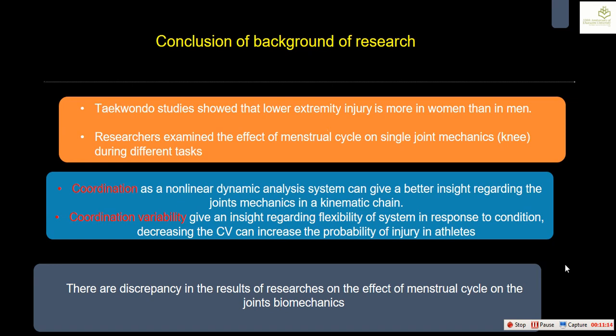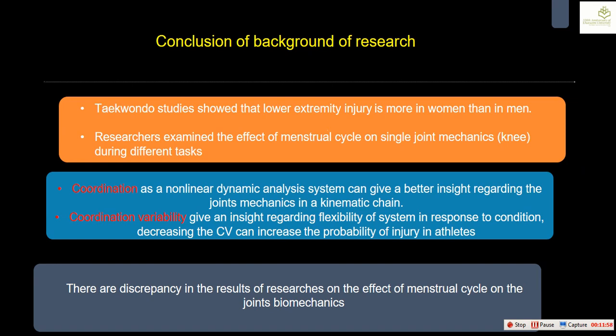Reviewing the research showed that taekwondo studies examined the lower extremity injury, showing that lower extremity injuries are more common in females than males. During biomechanical analysis, the effect of the menstrual cycle was examined on single joint mechanics. For example, many of them examined the knee mechanics during different tasks like squat, landing, and single leg landing.